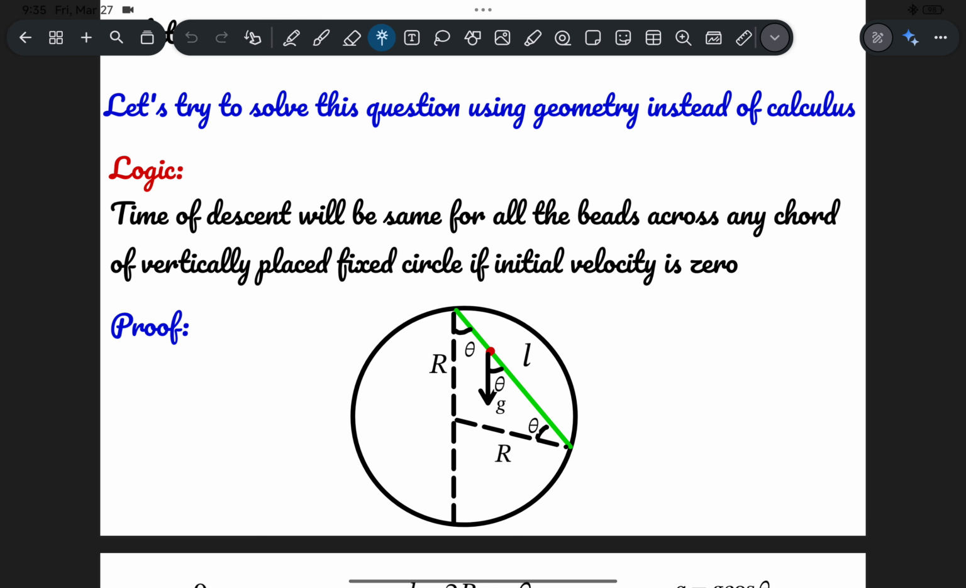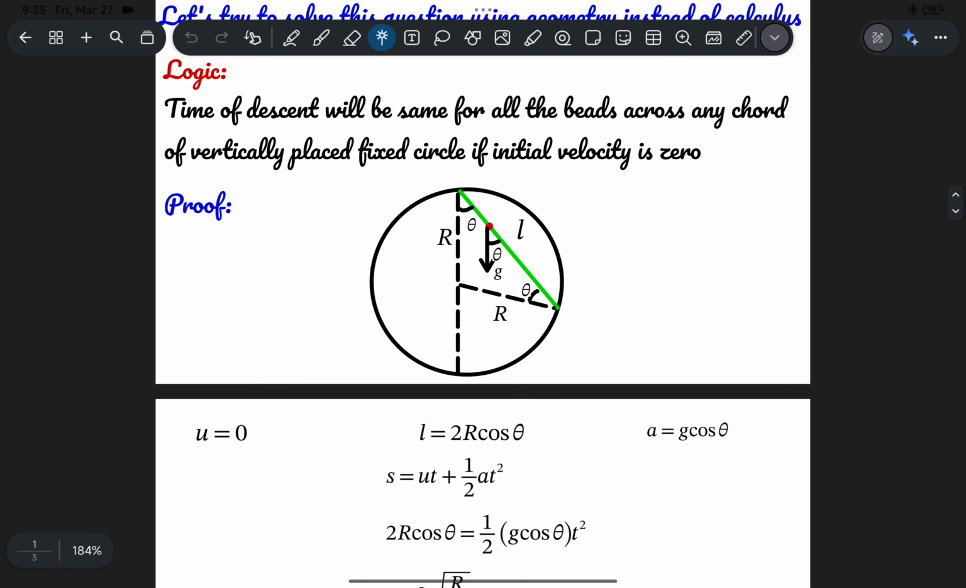So we can claim that every chord will take the same amount of time. The bead will take the same amount of time from every chord to reach the bottom of the chord. Proving is simple. Downward, mg will be acting, providing g acceleration down, but because of the rod it is constrained to move along the rod, so only g cos theta will be effective. The g sin theta part will be balanced by the normal reaction. So because of this, it has an acceleration of g cos theta.